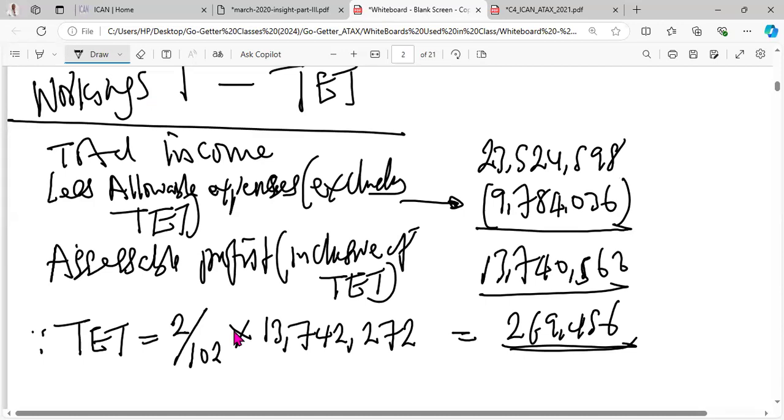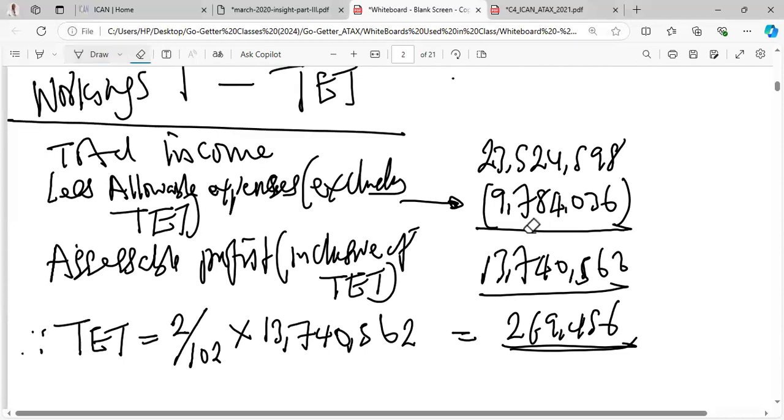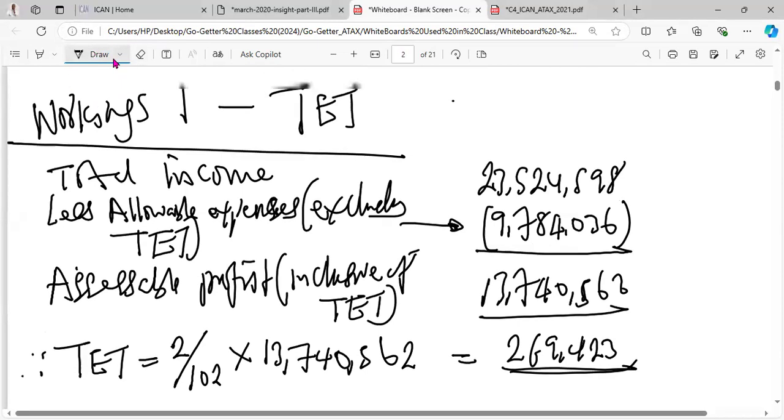Okay, so we'll adjust it here again. So look for 2 over times 2 over 102. So this gives me 269,423. So we take it down here.